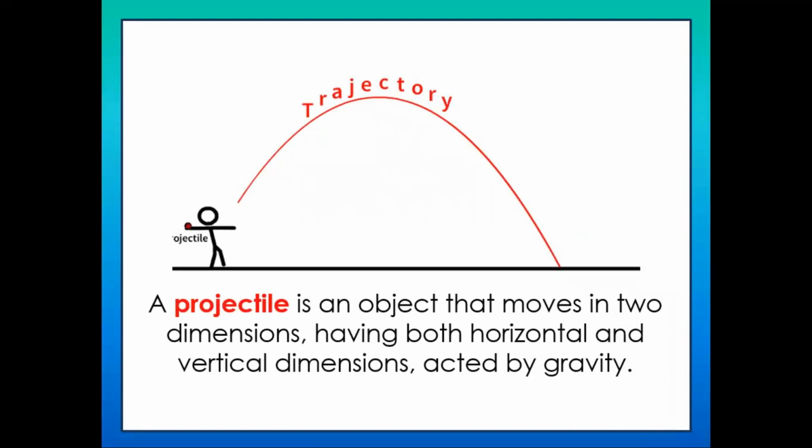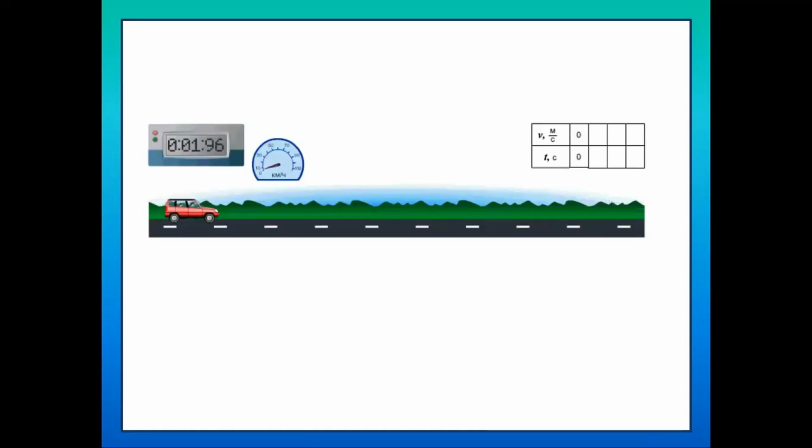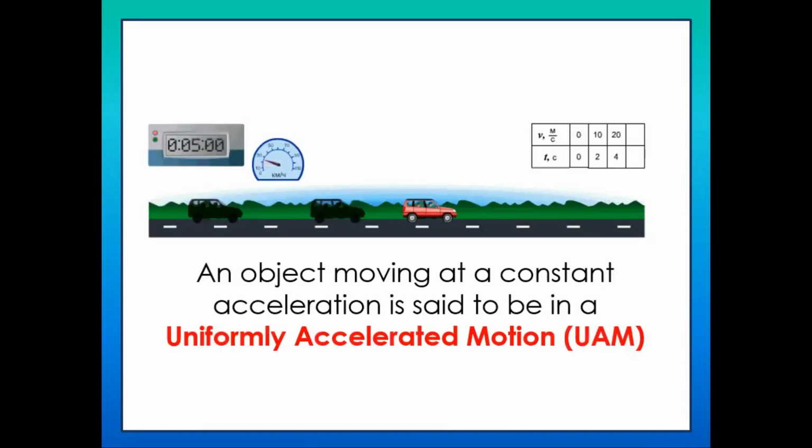A projectile is an object that moves in two dimensions, having both horizontal and vertical dimensions, acted on by gravity. Before we start understanding the concept of the projectile, let us focus first on objects moving in one dimension, horizontally and vertically. An object moving at a constant acceleration is said to be in a uniformly accelerated motion or UAM. In other words, the acceleration does not change, it is uniform throughout.